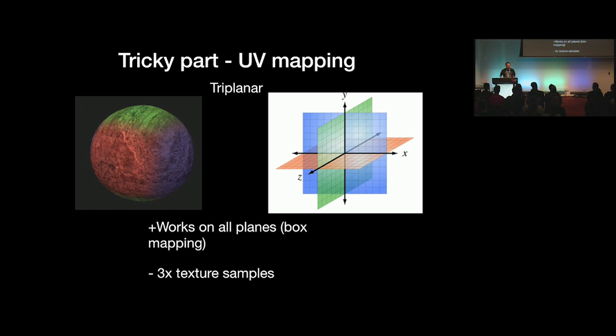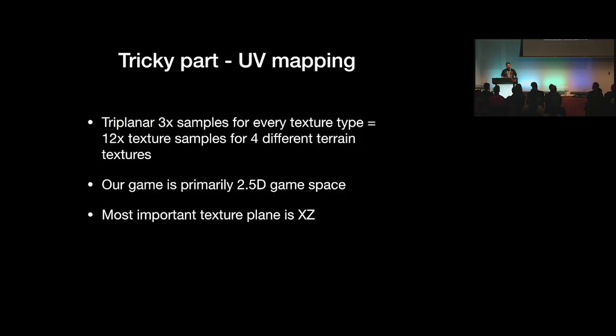So it's a really good technique, maybe on the console or PC, but it requires 3 texture samples for every unique texture. So I think that was a bit too much for our game, because we have 4 different types of terrain textures. And if we did triplanar shading, that would be 12. And that's excluding things like the splat map and the shadow map. So you're doing 14 texture samples, which I'm assuming is not good.